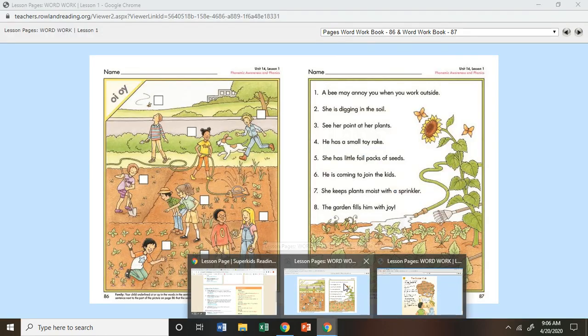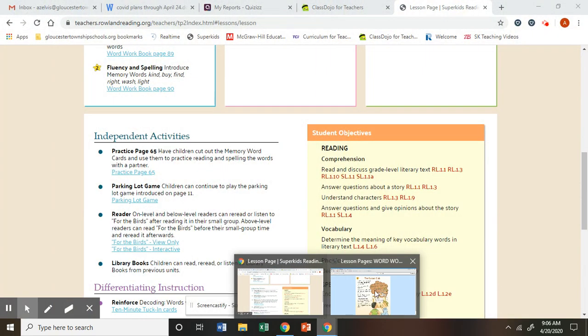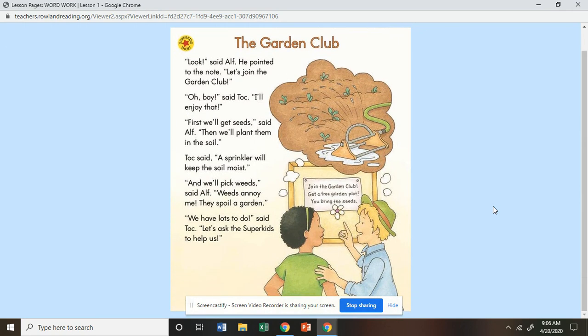Okay, and in your story today, you are reading The Garden Club. So this is a Super Kids short. This is also your backpack page where you're going to highlight the O-I and O-Y words. Remember, the O-I is in the middle. O-Y is at the end.